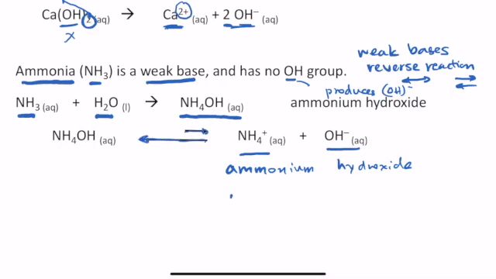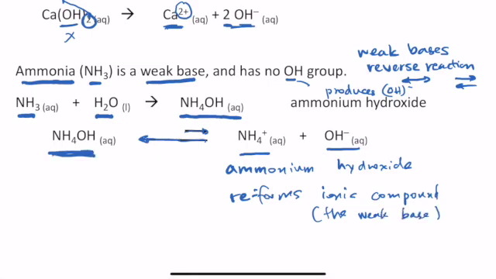So this reforms the ionic compound, which is the weak base. And that weak base is this ammonium hydroxide, NH4OH. So you have all of those present in the solution. You have the ionic compound, and you also have the ions, the NH4 plus and the OH minus. Okay, so this is in comparison to the strong acid or strong base, where you only have the ions.